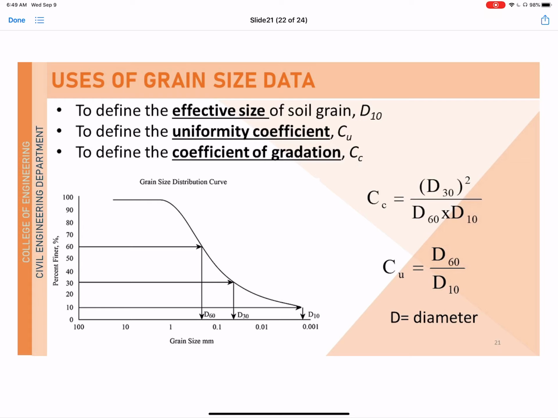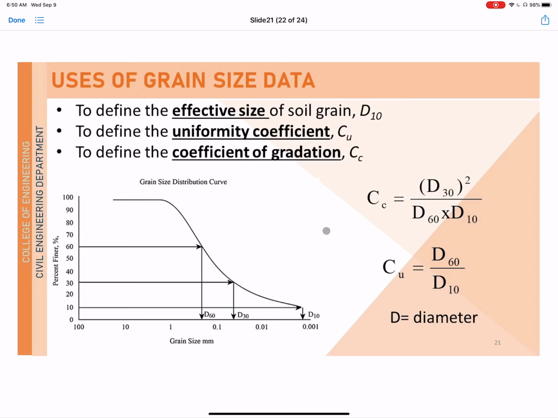So these three soil parameters are obtained from this graph, or can be calculated based on the data from this graph, for the purpose of classifying the soil later in our succeeding topics. Just to give you an idea, the effective size was derived by some very famous researchers, who say that using the D sub 10 provides very good results. That's why it's called effective size or effective diameter.